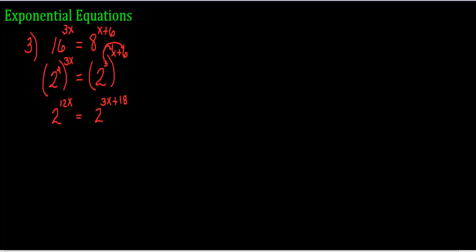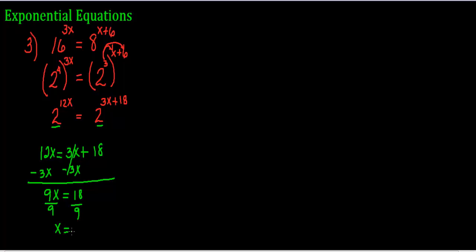Okay, I'm going to change colors because now I have the same bases. That means I can equal the exponents. So I write 12x is equal to 3x plus 18. I can subtract 3x from each side, and I'll end up with 9x equals 18. Divide by 9 both sides, x is equal to 2. And there you have your answer.